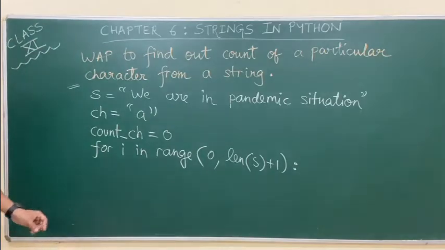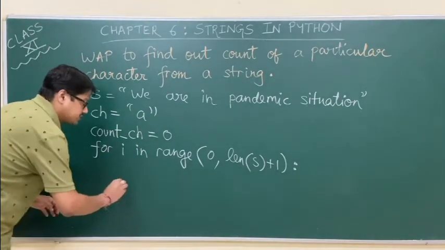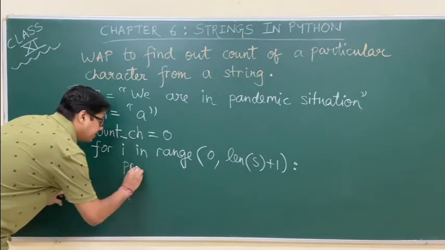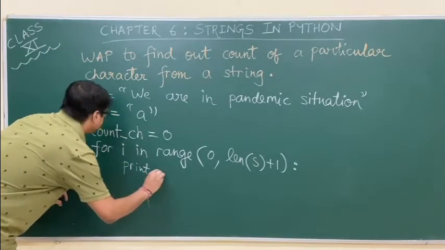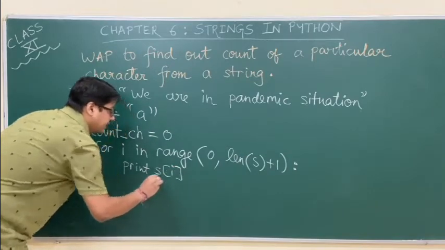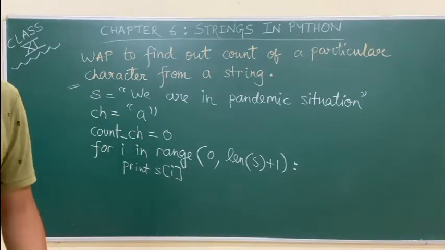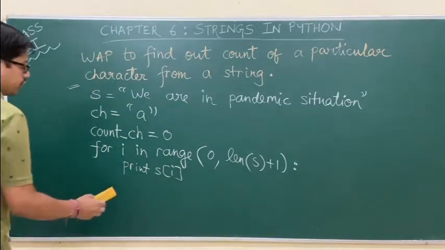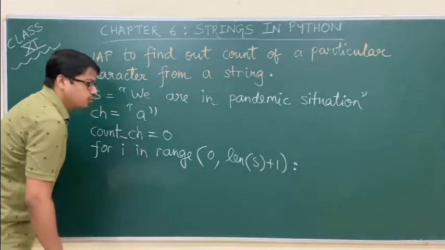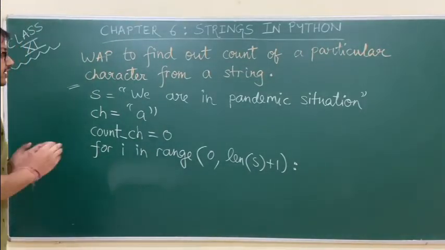Correct? Now what will this loop do? Suppose inside the loop I print s of i. If I do it like this, each and every character will be printed. I am very sure about the same. But I do not want to print. What I want to do, listen to me carefully. Listen to this line very carefully. What do I want to do?